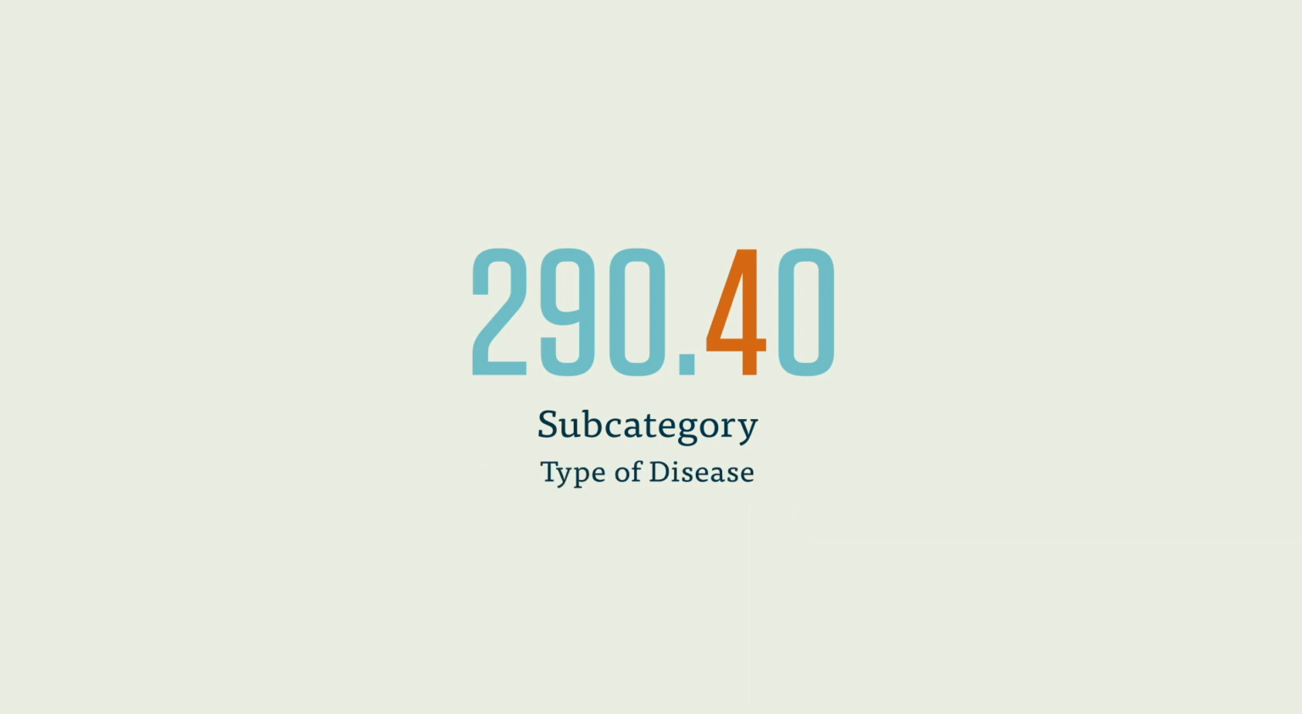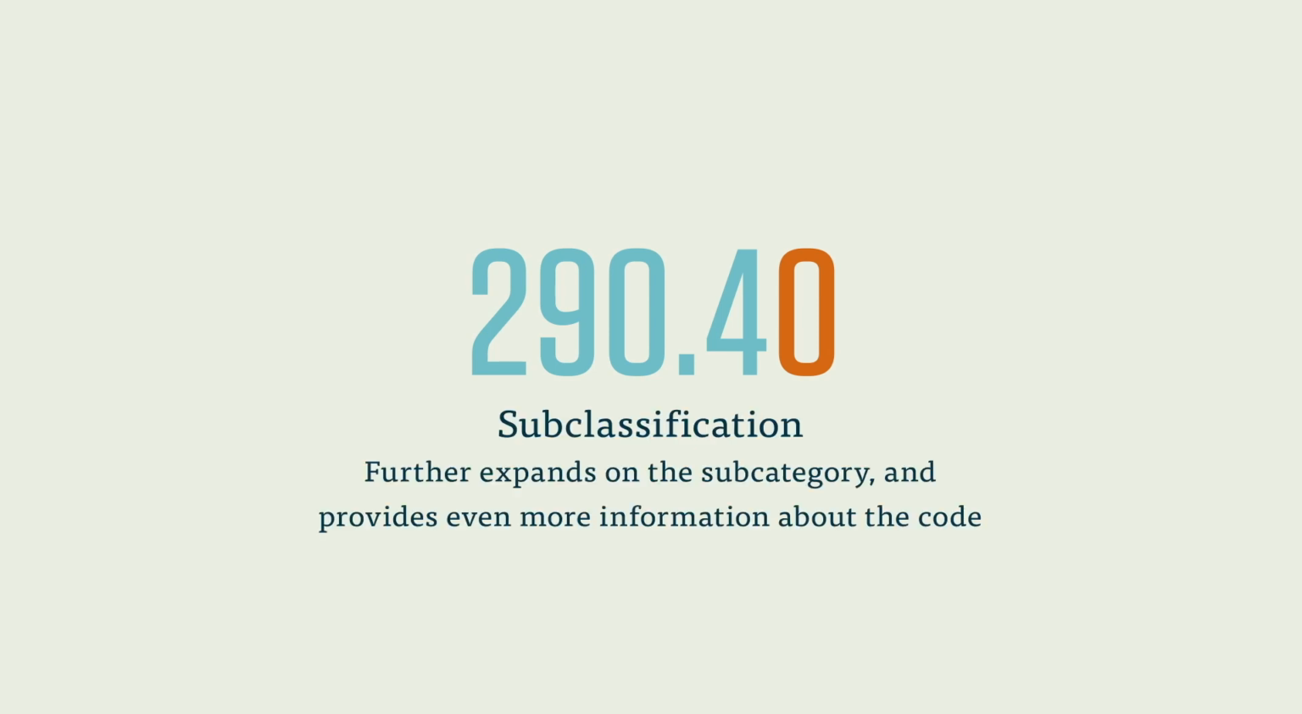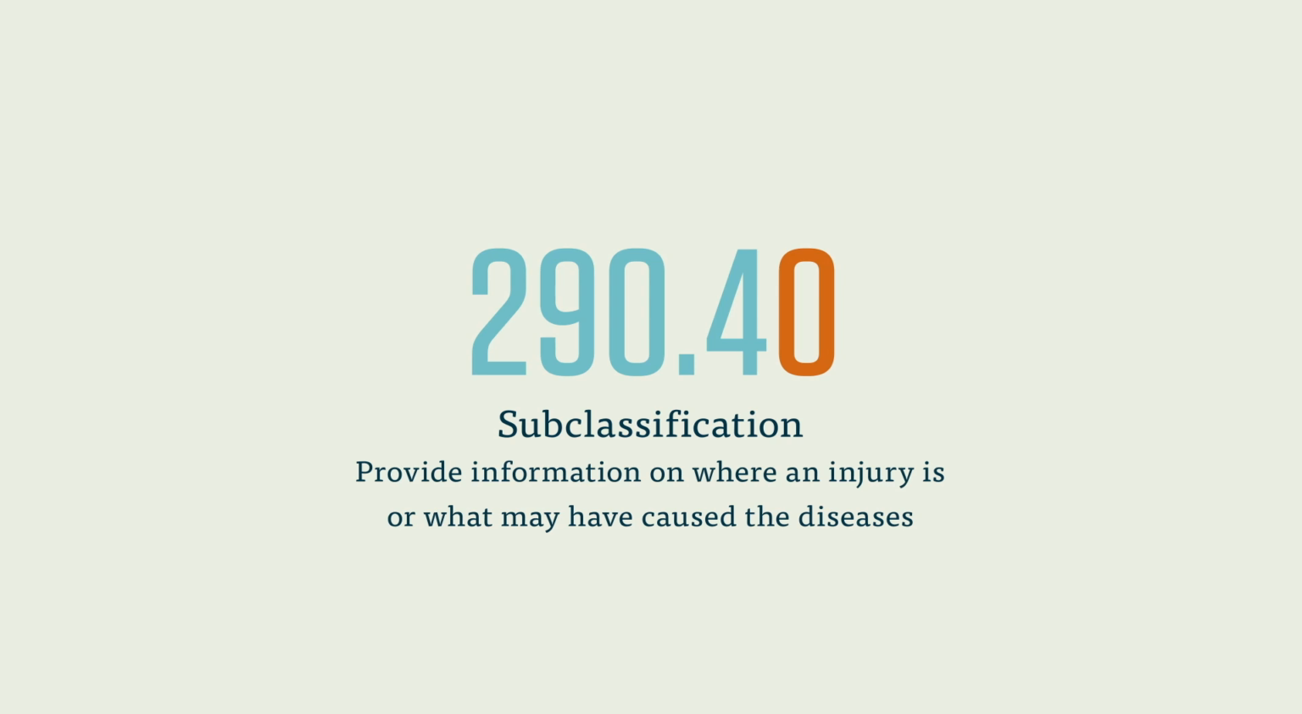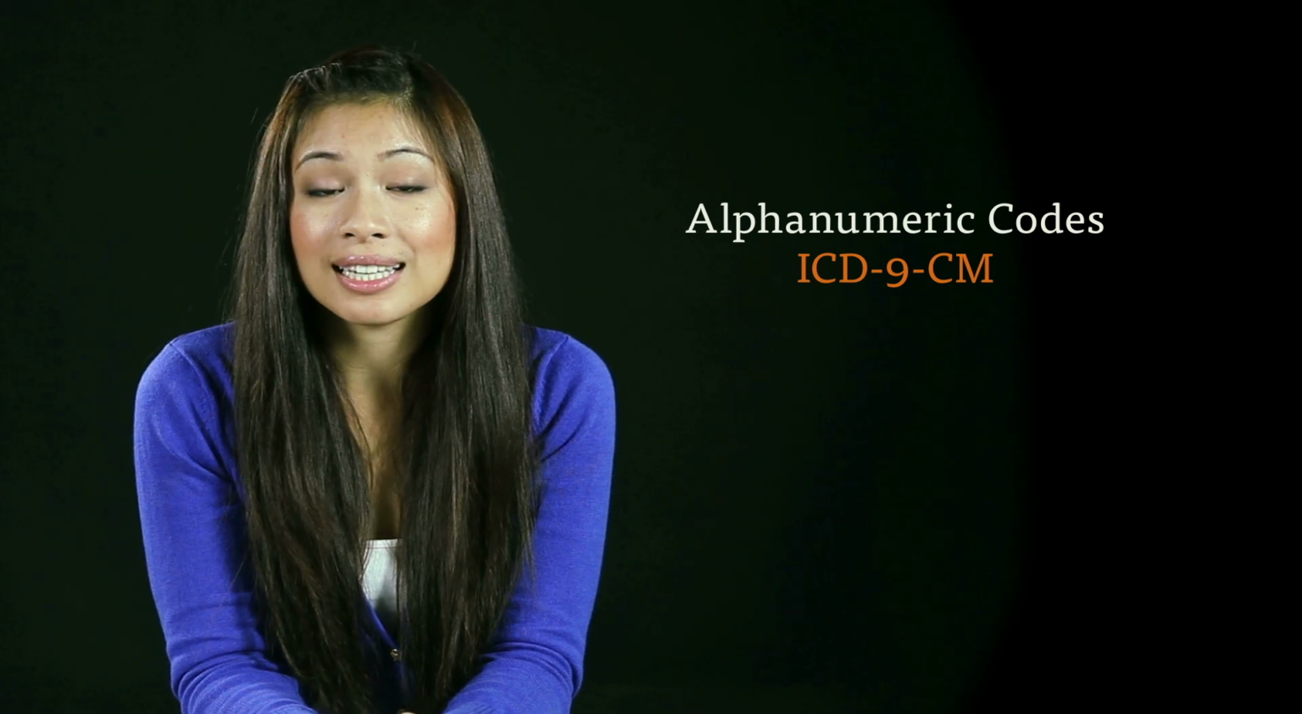What type of disease is it? What type of injury? The final digit in an ICD-9-CM code is a subclassification. This further expands on the subcategory and provides even more information about the code. A subclassification might provide information on where an injury is or what may have caused the diseases described in the category. There are alphanumeric codes in ICD-9-CM.